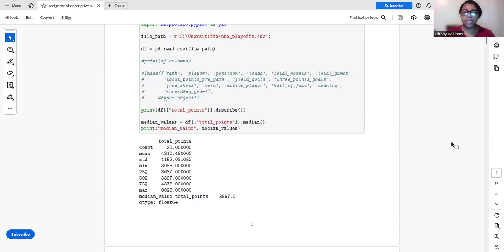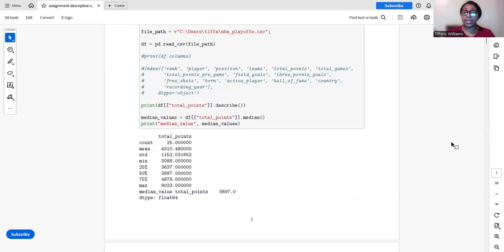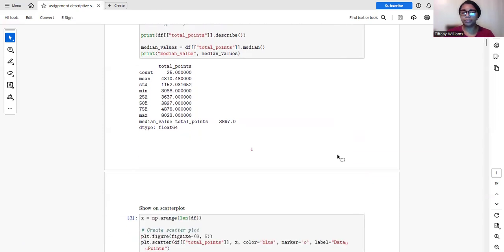We can see the mean at 4,310, and the median is at 3,897. So immediately we know there is some variability within the data set. Also, with that standard deviation being over 1,100, that also indicates that there is some variability and the data may be skewed in this data set of total points. We are looking at total points right now.